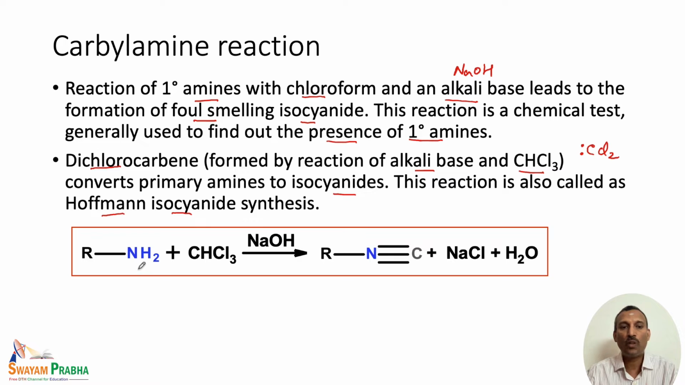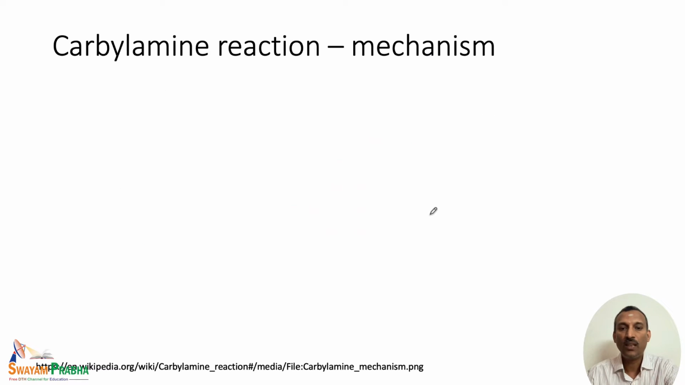So, the overall reaction is given here. A primary amine reacts with chloroform in the presence of sodium hydroxide, that is an alkali base, and forms a compound called carbylamine or the isocyanide. So, the NC bond is shown here. This is the isocyanide unit, and sodium chloride and water are formed as byproducts in this reaction. Let us look at the mechanism for this reaction.